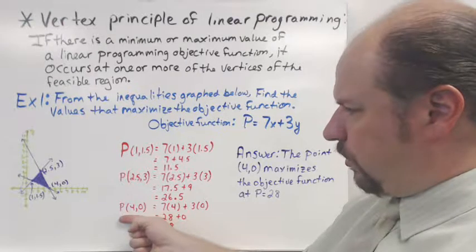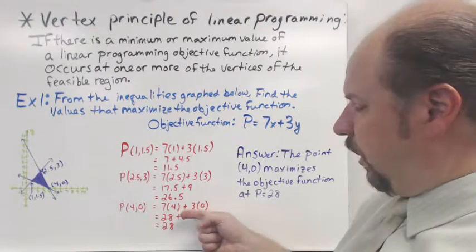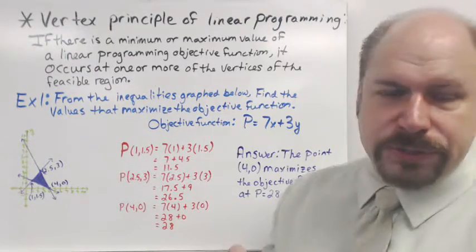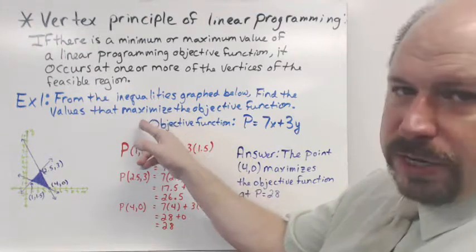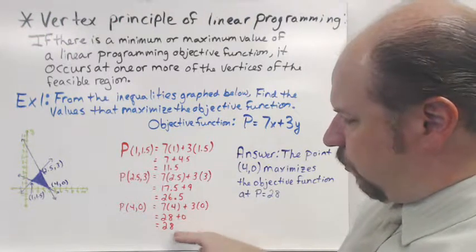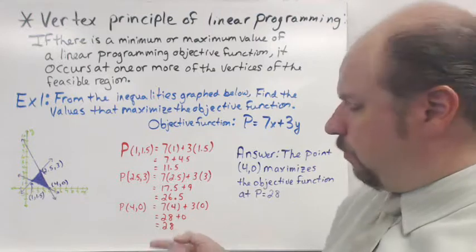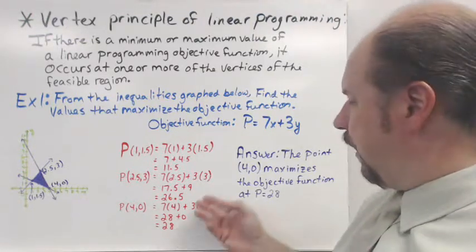And our (4, 0), we put it in for x and y, so 7 times 4 is 28, plus 3 times 0 is 0, 28 plus 0 is 28. And so now, since we're looking at maximizing this, we look at which one of these is the largest. And notice right here, 28 is the biggest value of the three, and so this is the maximum value. So now we just need to write our answer.